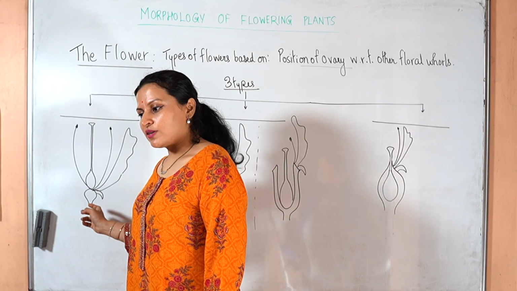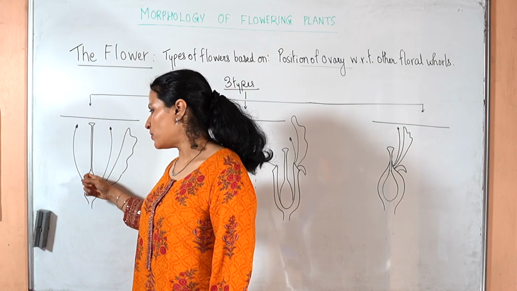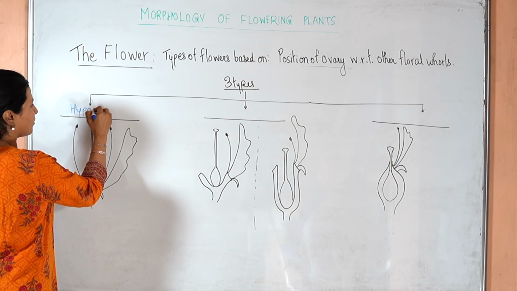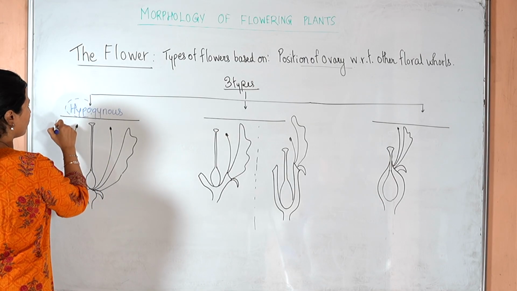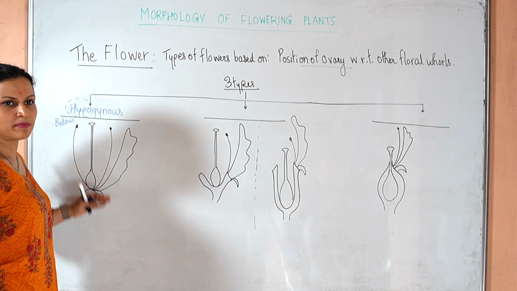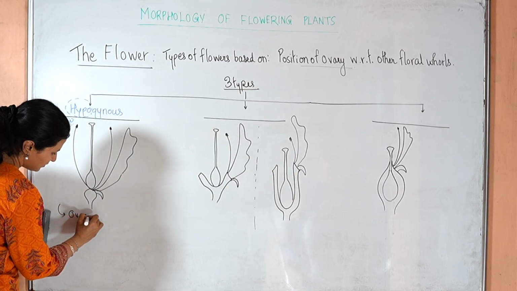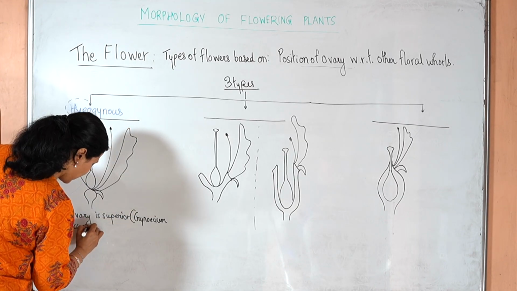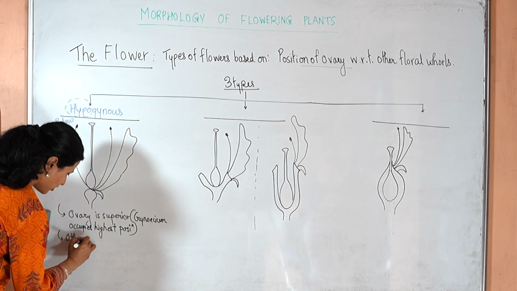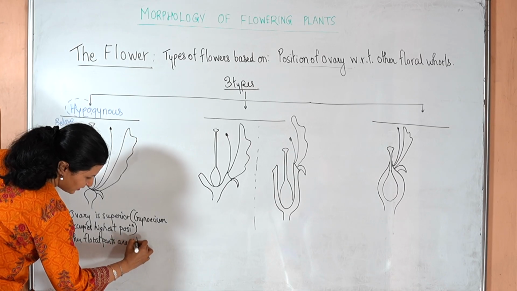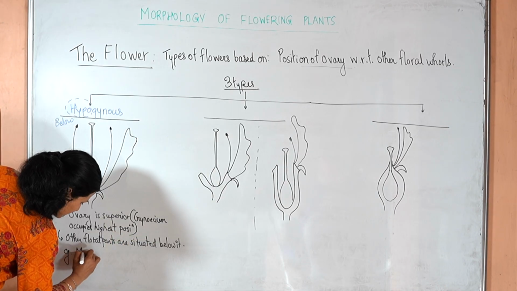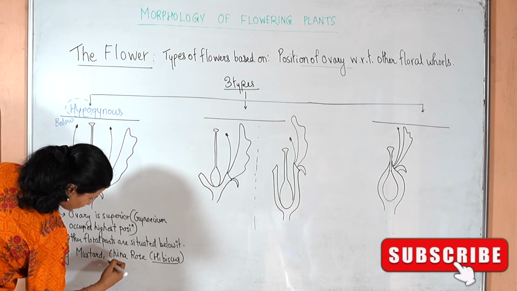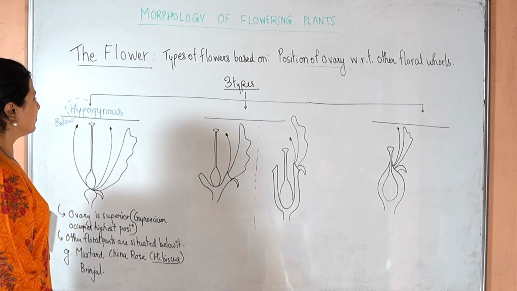This type of flower in which the ovary is said to be superior, such type of a flower is known as a hypogynous flower. Hypo means below, gynous means gynoecium, below gynoecium. Ovary is superior, that is the gynoecium occupies the highest position. Other floral parts are situated below it. Example, mustard, China rose, that is hibiscus, and brinjal are hypogynous flowers.